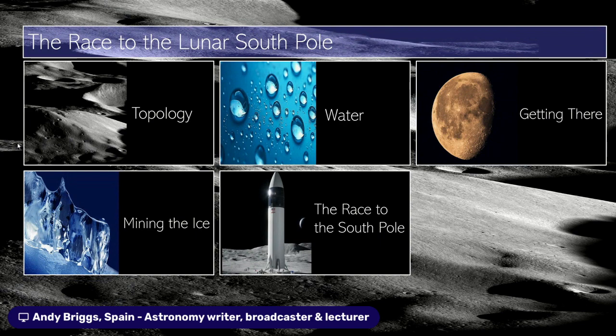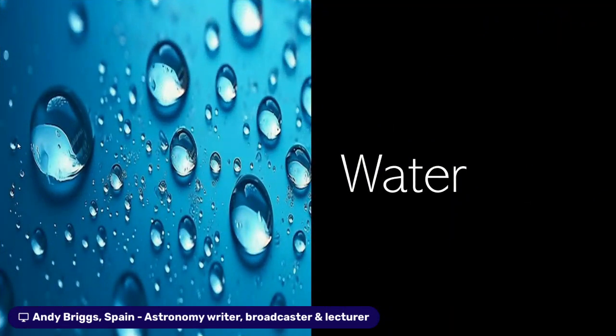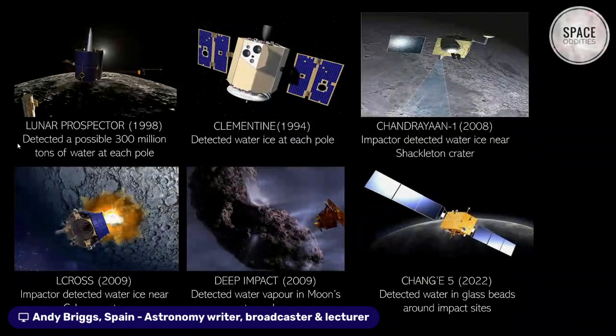And this brings us to the topic of, believe it or not, water, because a lot of water has been discovered, not just at the South Pole, but at the North Pole of the Moon as well. Now, these are just some of the spacecraft that have detected it. Lunar Prospector, I think, was the first in 1998, and it detected a possible 300 million tons of water at each pole, so 600 million in total.